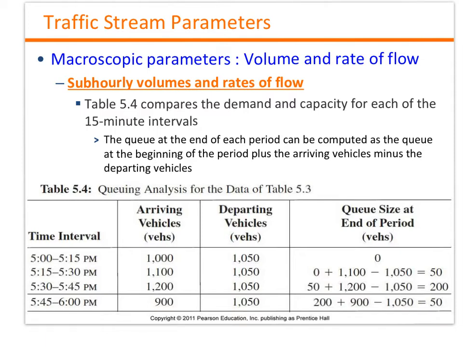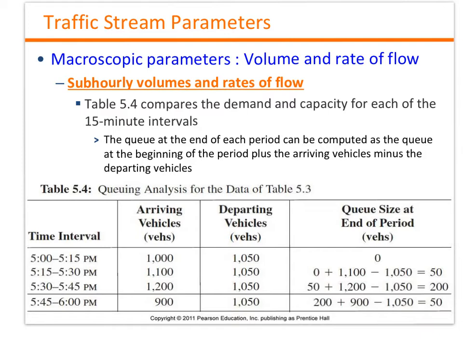The queue at the end of each period can be computed as, first of all, the queue at the beginning of the period plus the arriving vehicles in that 15 minutes in particular, minus the departing vehicles. So what does that mean? This here shows you the arriving vehicles. From 5 to 5:15 we've got 1000 vehicles arriving at the intersection, while the departing vehicles, as you could see, is pretty much constant. This is how much the intersection can handle.